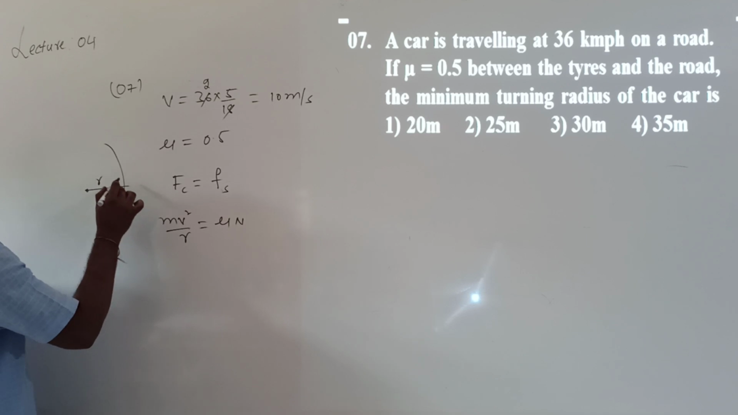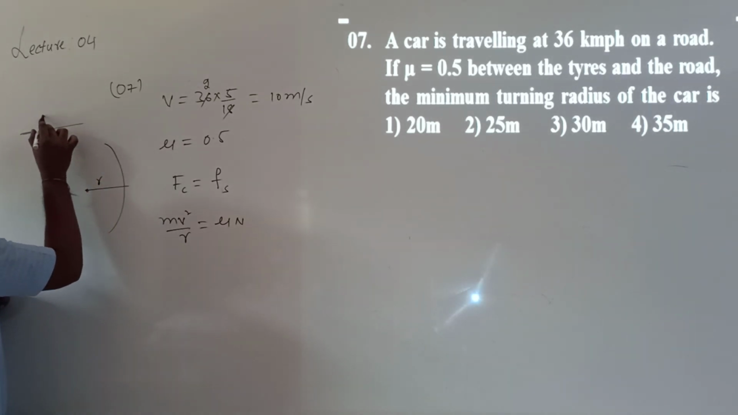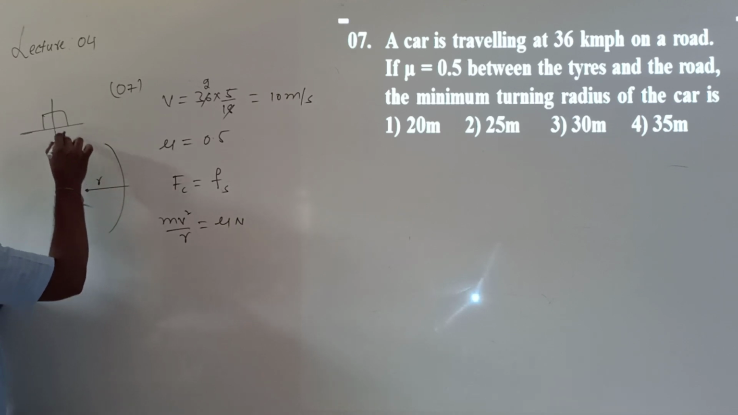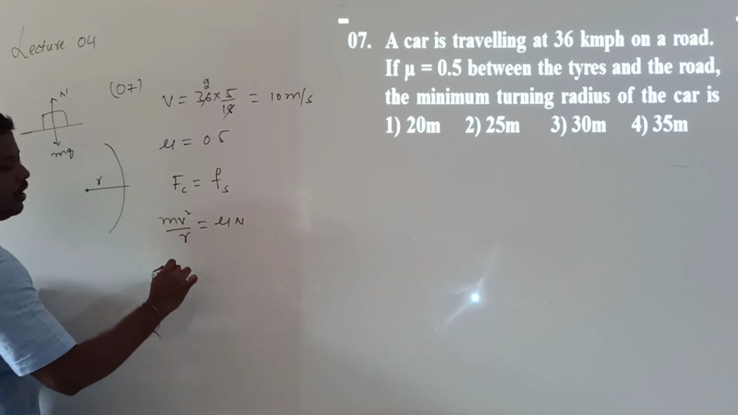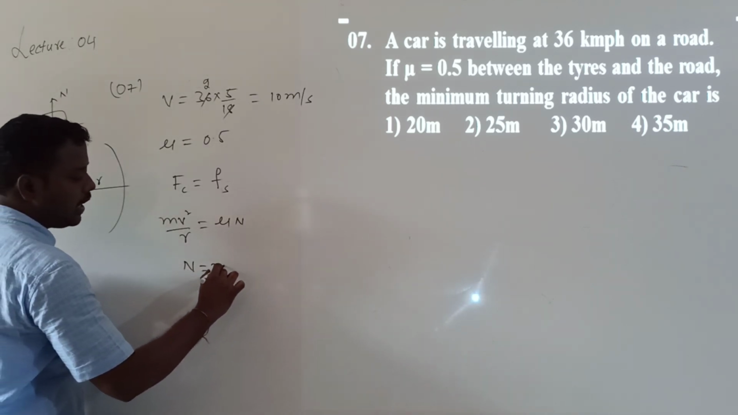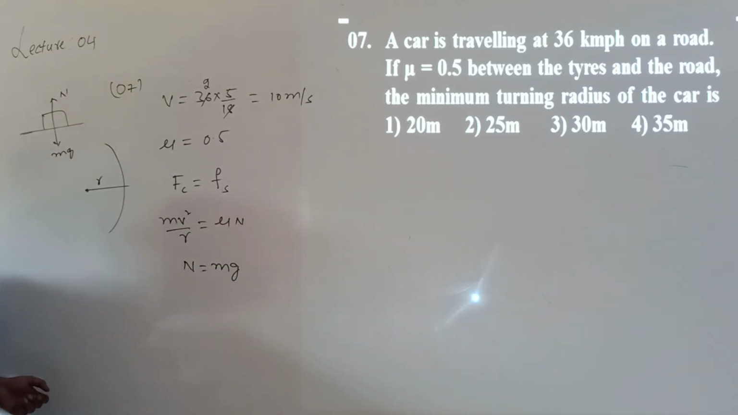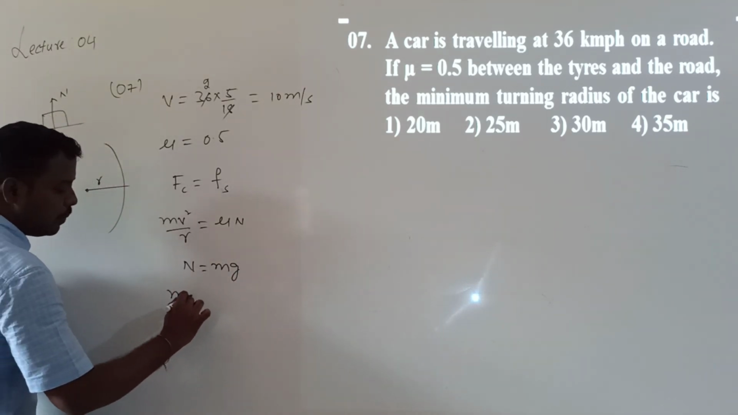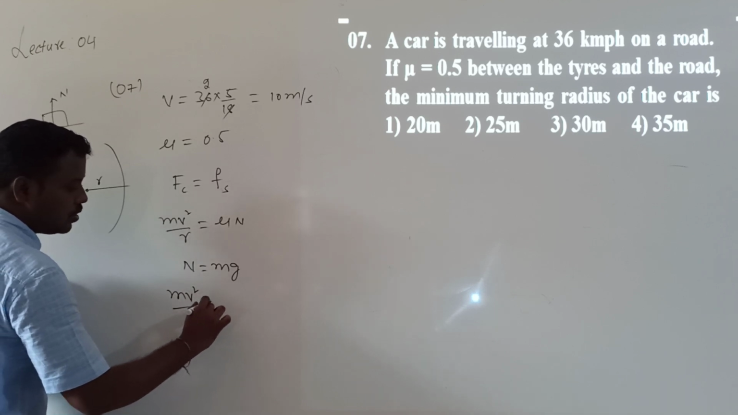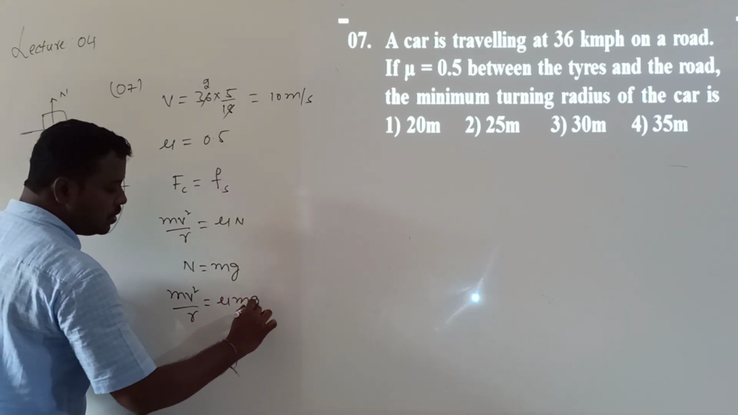So whenever a car is moving, for example, if initially the car is on level ground, the total weight of the car is acting vertically downwards. The normal reaction is given by N. Correct? So N, called the normal reaction, is equal to mg. Then what can I write? m into v square by r will be equal to mu into m into g.